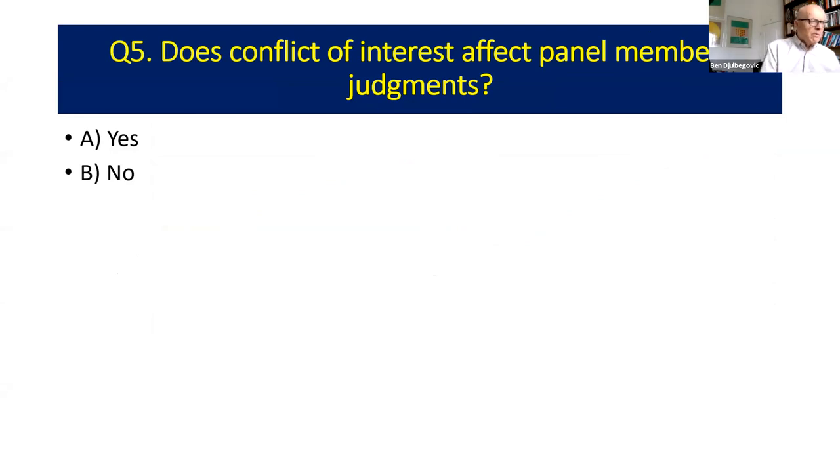Okay. So the one that everybody always asks: what about conflict of interest? Does conflict of interest affect panel member judgment? I should mention that from now on, I'm moving to an area where we don't have robust data. So far I've reviewed the most robust results that we obtained from our research. Now I'm moving to the area where we have some data, but not super robust data. And conflict of interest would be one of those. Most of you believe that conflict of interest does affect the judgment. The question is how.